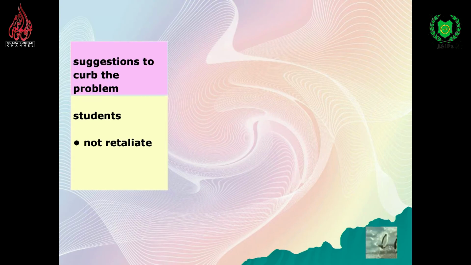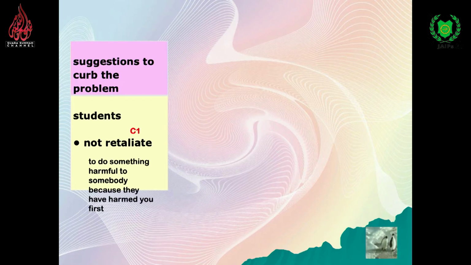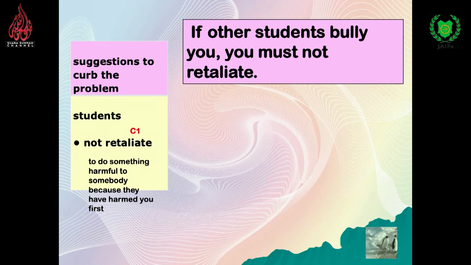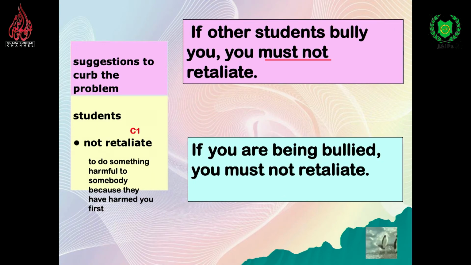The word here is not retaliate. Now, what is the meaning of the word not retaliate? The meaning is to do something harmful to somebody because they have harmed you first. Meaning you fight back. If other students bully you, you must not retaliate. This is an awkward sentence, but still you will get the mark. But a better sentence would be, if you are being bullied, you must not retaliate. So the modal verb being used here is must.